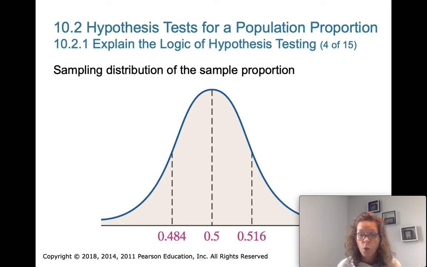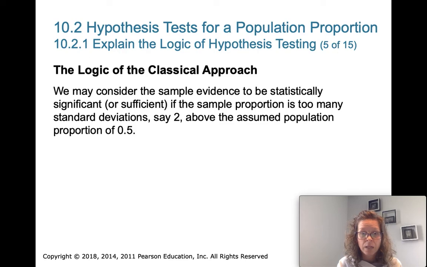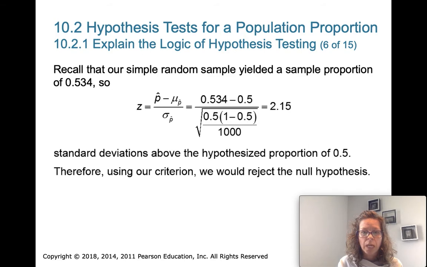And then we would want to look at our normal distribution curve and see what the sampling distribution is here, and how likely it is that we would have ended up with 53.4%. In our classical approach, we're going to think about how many standard deviations away it is. As we think about standard deviations, we think about our z-score. The z-score for our sample result is 2.15. So it's about 2 standard deviations above the mean. That's pretty far above.